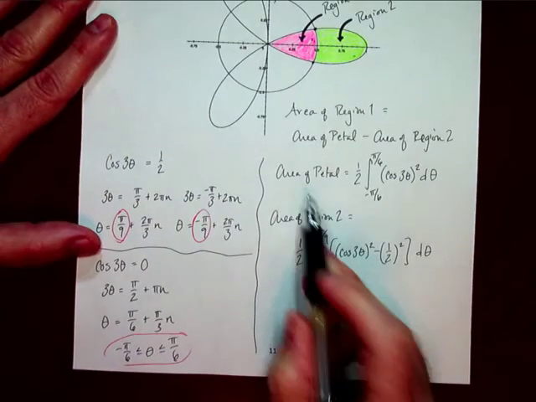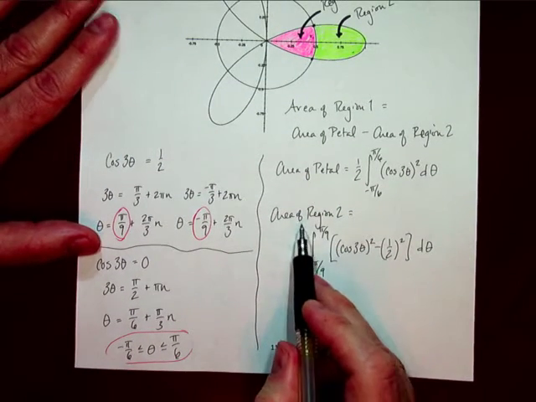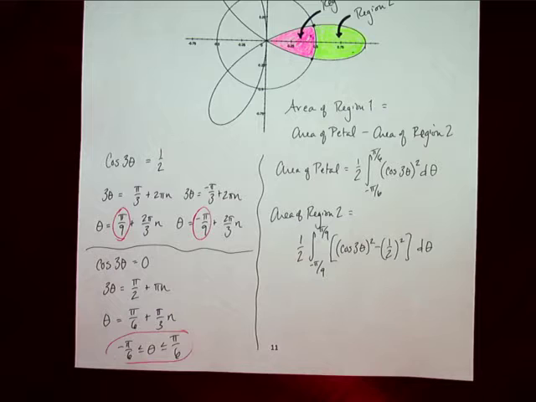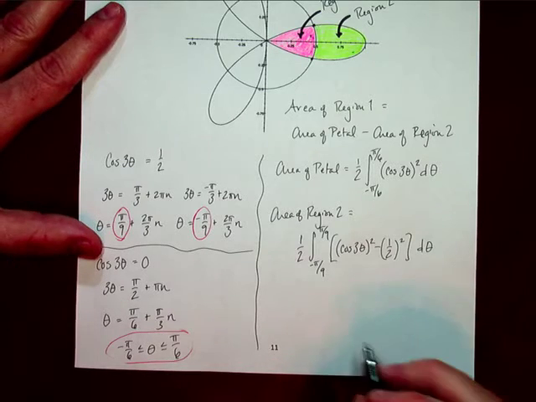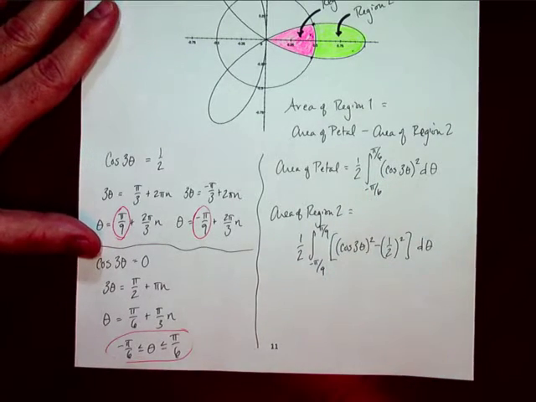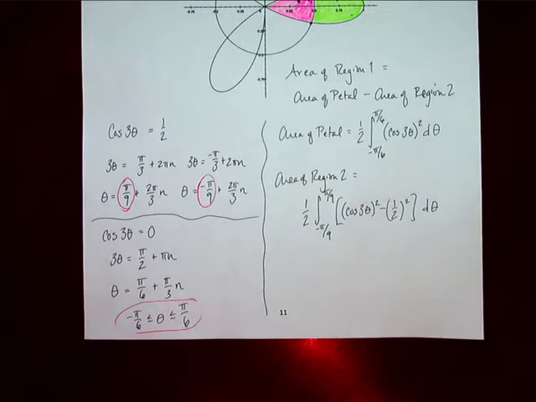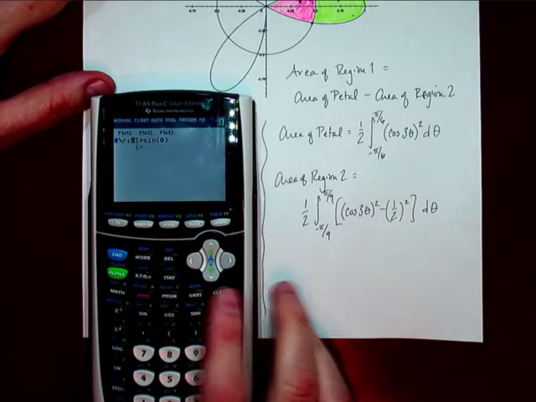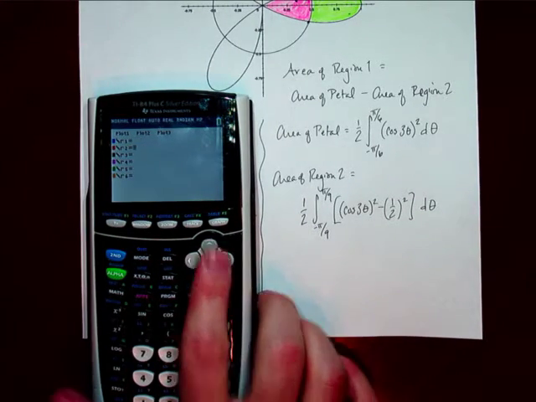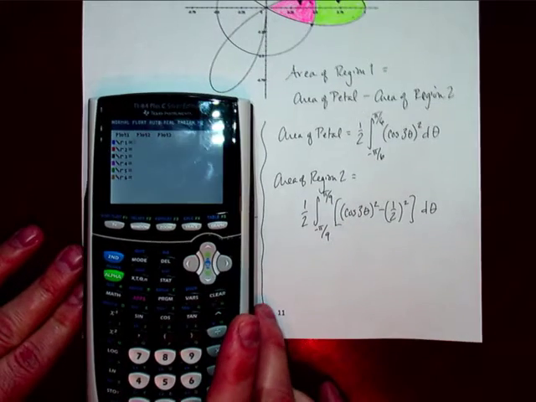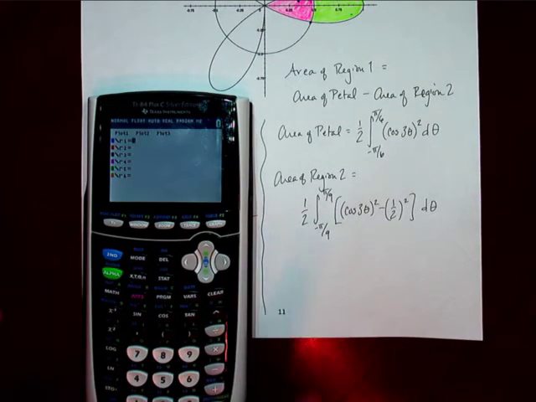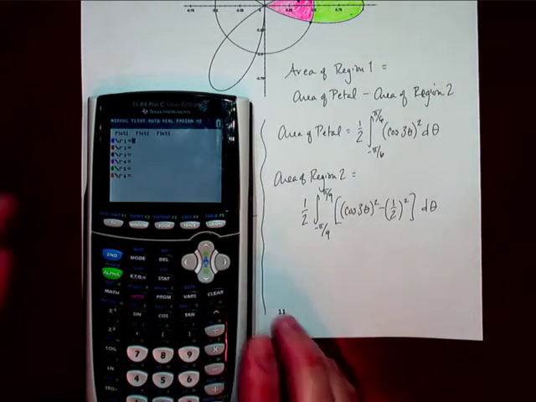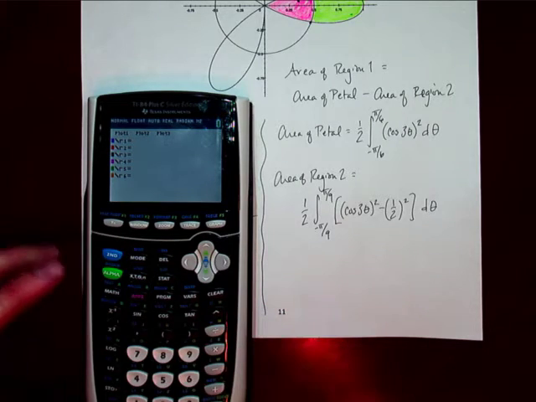And so if that is the area of the petal and that is the area of region 2, then we can basically take one and subtract the other, and we're going to get that area. So let's go ahead and see what that looks like. Now, if we want to use our calculator, which we're going to, let's go ahead and use the petal equation, the rose equation, for R1.